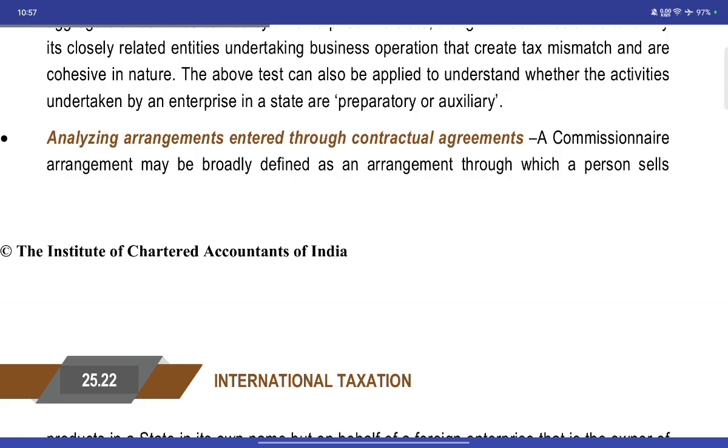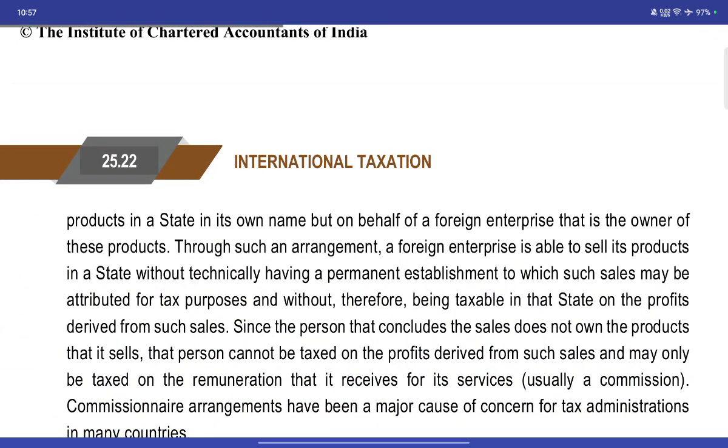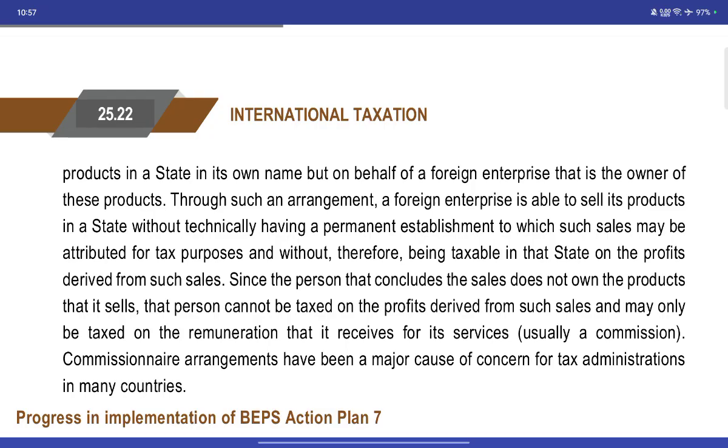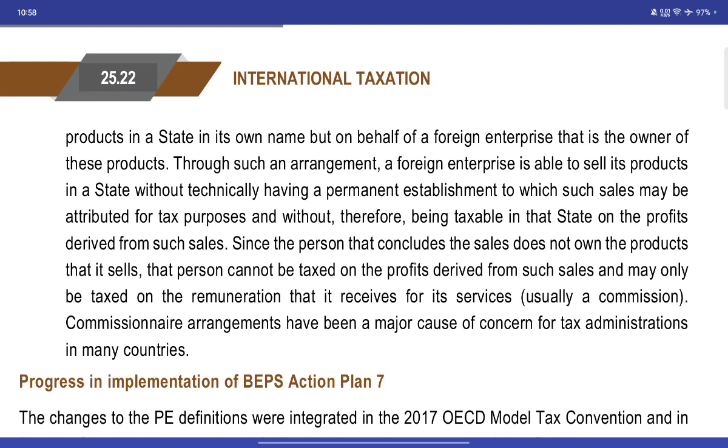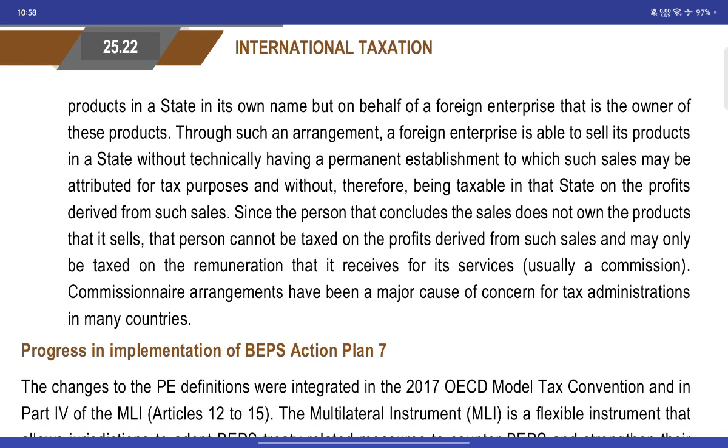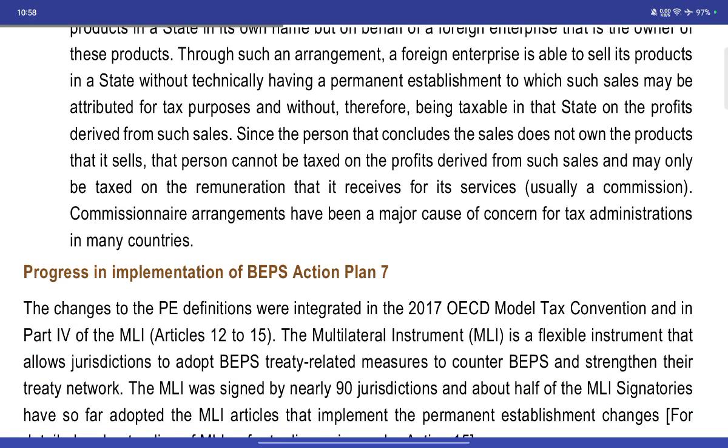Commissionaire arrangements are broadly defined as an arrangement through which a person sells products in a state in its own name but on behalf of the foreign enterprise that is the owner of the product. Through such an arrangement, the foreign enterprise is able to sell the product in the state without technically having a permanent establishment to which the sales are attributable for tax purposes, and therefore without being taxable in the state on the profit derived from the sales. Since the person that concludes the sales does not own the product that is sold, the person cannot be taxed on the profit derived from such sales and may only be taxed on the remuneration received for the service, usually a commission. The commissionaire arrangement has been a major cause of concern for tax administrations in many countries.